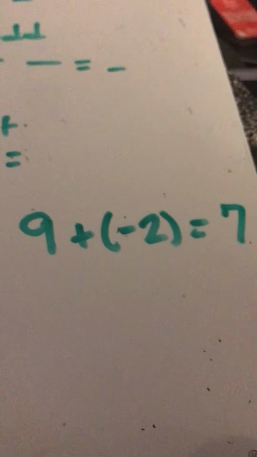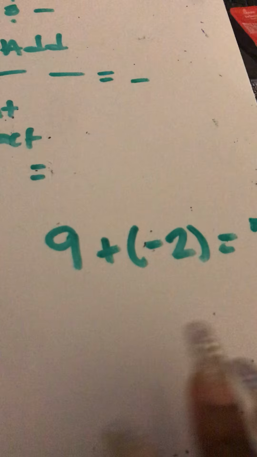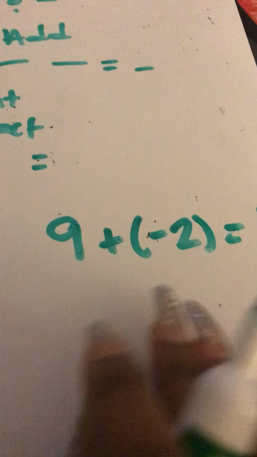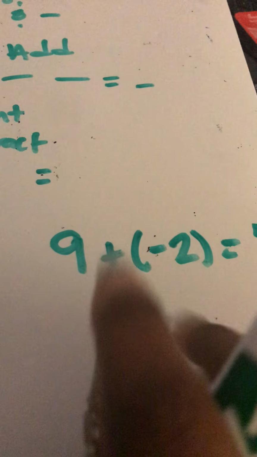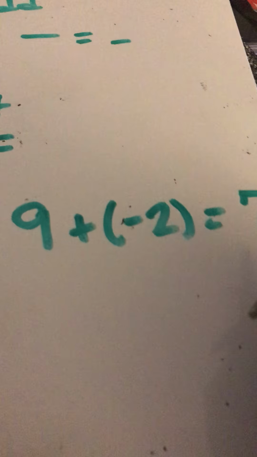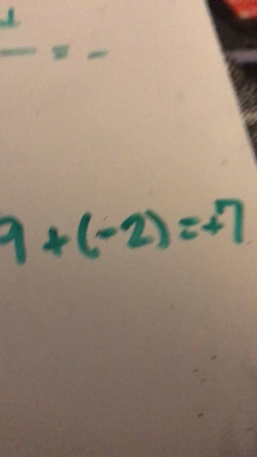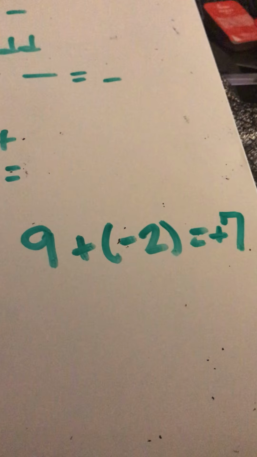Right? Now the sign is going to be based off of which one you have more of. So you have 9 positive friends, you have 2 negative friends. So you actually have more positive here. So this is going to be a positive 7. So you can leave it like that, or you can put a plus in front of the 7. However you want to see it.